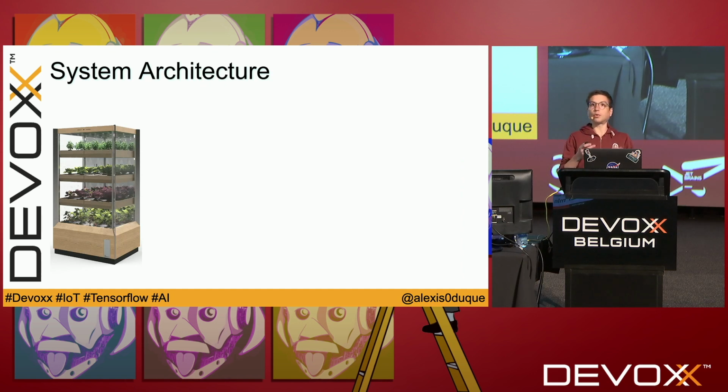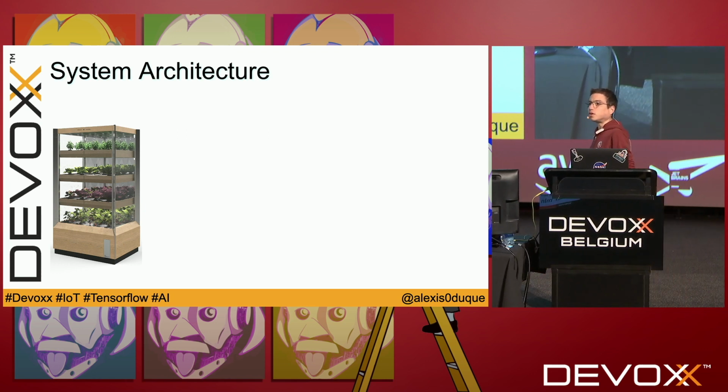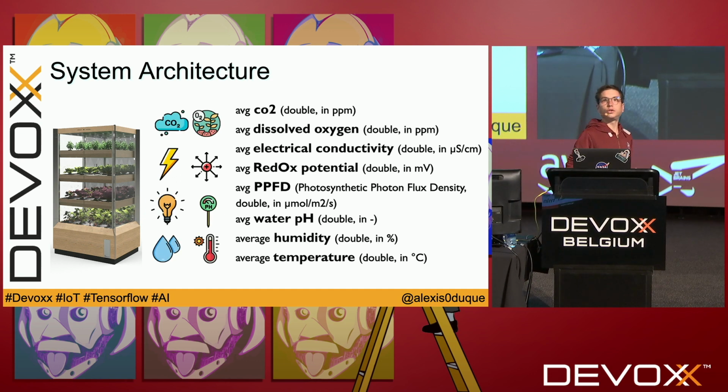And this is a product that we are designing with a startup in France that would like to design such kind of cabinets that you can put in your room, you can put in your kitchen to grow lettuce, and you can take it when you want, when you have some dinner. So we put many sensors into the cabinets. We monitor the CO2, the dissolved oxygen, the electrical conductivity, the light, the redox potential, the water pH, the humidity, the temperature, everything that can affect the vegetable growth.